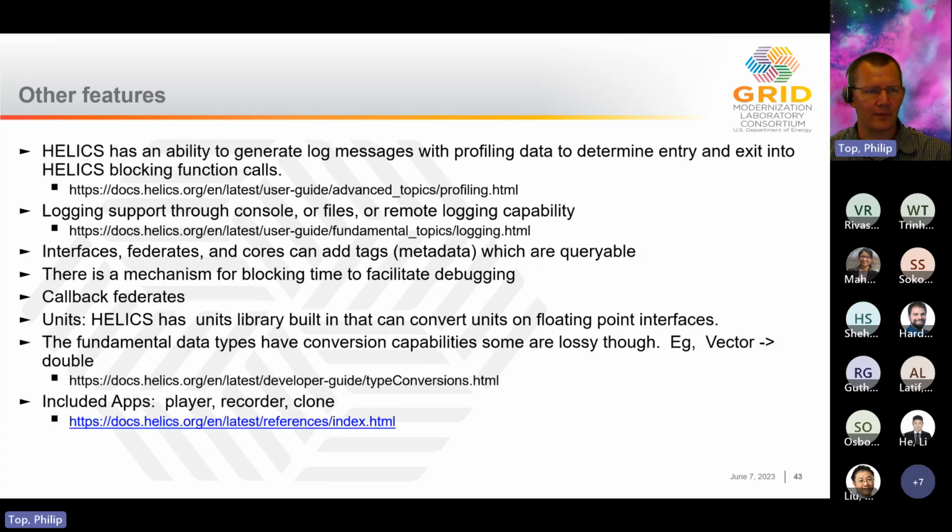Just going through a rapid list of the other features in Helix. Helix can generate profiling data. This is useful for determining where the time is being spent in a co-simulation. It basically triggers a profiling message whenever Helix enters and exits one of the Helix blocking calls. Logging is supported through consoles, files, or remote logging.